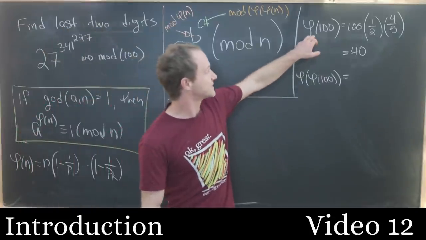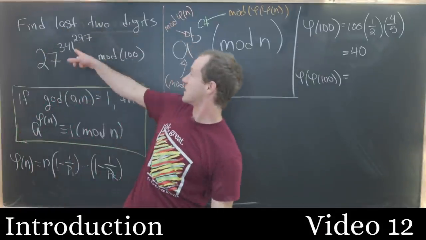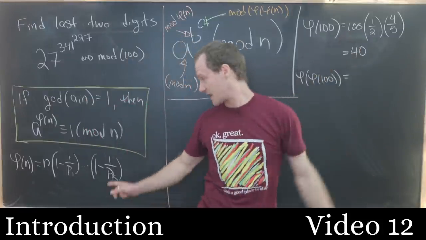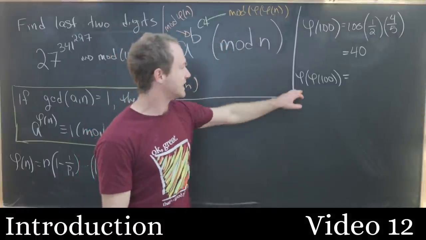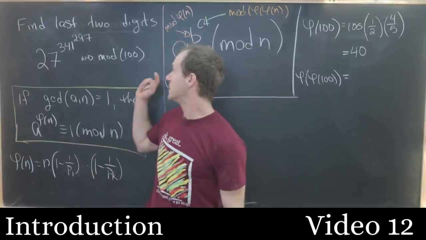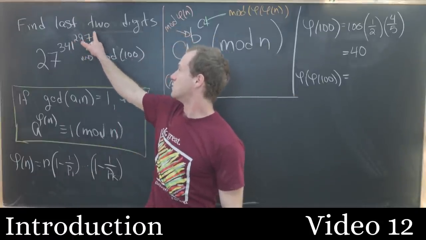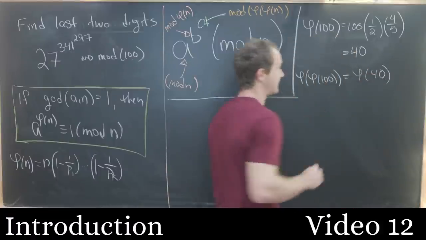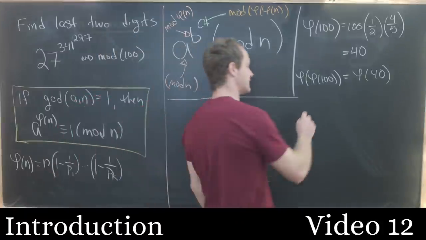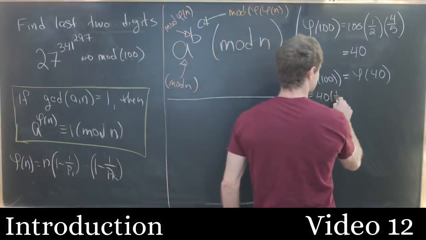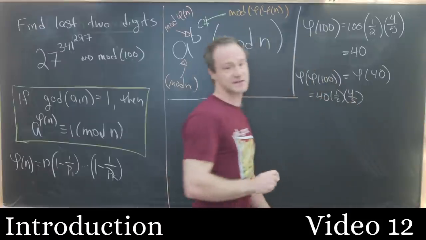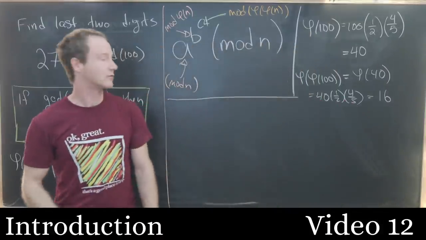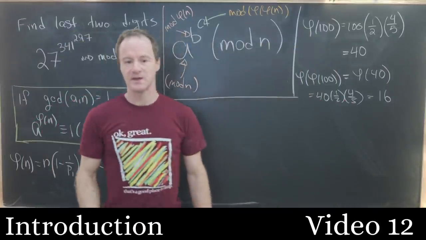Okay, so we first calculate phi of 100 because notice 341 will be reduced mod phi of 100. That's equal to 40 by an application of this formula down here. Now we need to calculate phi of phi of 100, because this will be reduced mod phi of 100. But that's phi of 40. Now 40 only has 2 prime factors, 2 and 5 again. So that's equal to 40 times half times 4/5. If you multiply that out, you get the number 16.